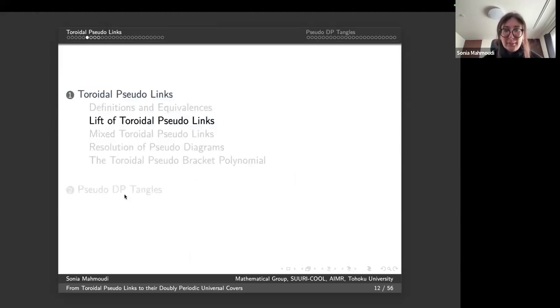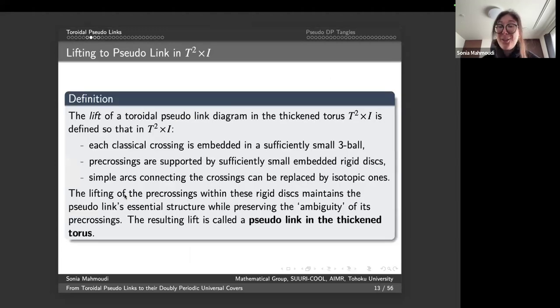As we said, we were talking about a diagrammatic theory, so we might be curious about the 3D object that can be defined as a lift of such a toroidal pseudo-link diagram. And here, the main challenge was that, as we know in the case of classical links, we can consider the crossing as being like arcs going through the north and south pole of a small 3-ball. But we had this concern about what would be the embedded version of this pre-crossing, which is most likely seen as some kind of rigid vertex in a disk. In that situation, we suggested to embed the rigid disk together with this rigid vertex, so that we can define what we call the pseudo-link in the thickened torus.